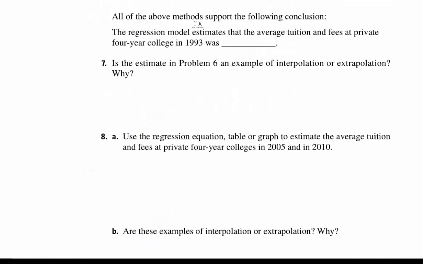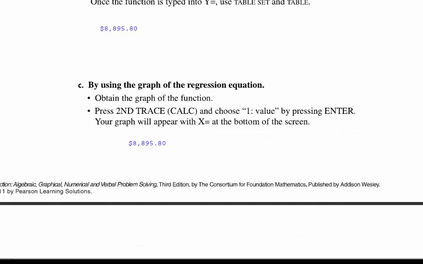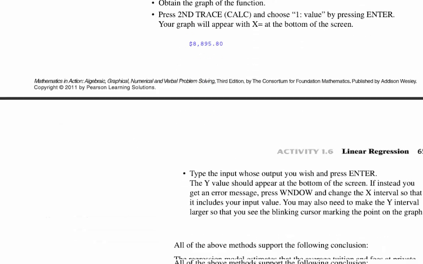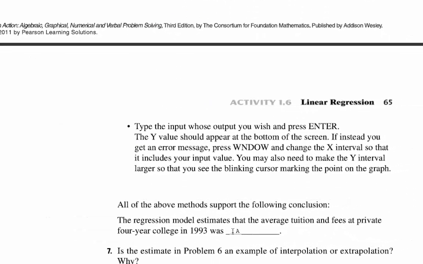Next, it says all of the methods support the following conclusion. The regression model estimates that the average tuition and fees at private 4-year college in 1993 was, well, again, we got the same answer 3 times, right? $8,895, and we'll call it 80 cents. So that's what I'm going to fill in down here.